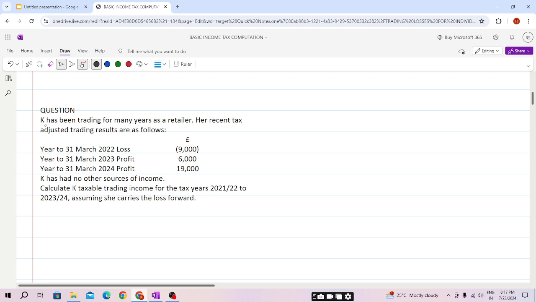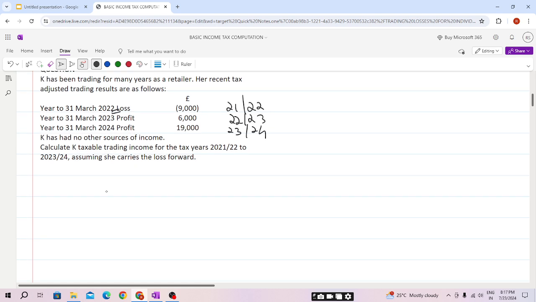Question number 2. K has been trading for many years as a retailer. Her recent tax adjusted trading results are as follows: year ended 31st March 2022 loss, that is the 21-22 tax year; March 2023 profit, so the 22-23 tax year; year end March 2024, this is 23-24. And students, the tax year and accounting books are aligned, so no issues. K has no other source of income. Calculate K's taxable trading income for the tax years 21-22 to 23-24, assuming she carries the loss forward. So option 1 is not selected.